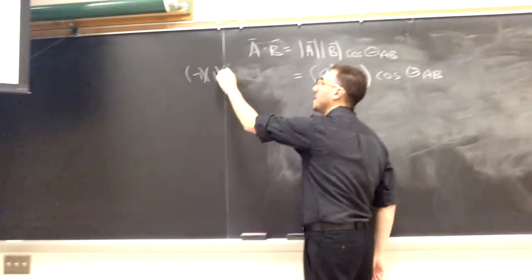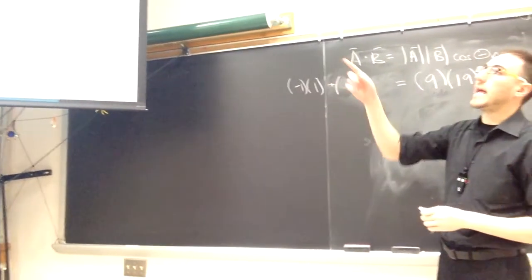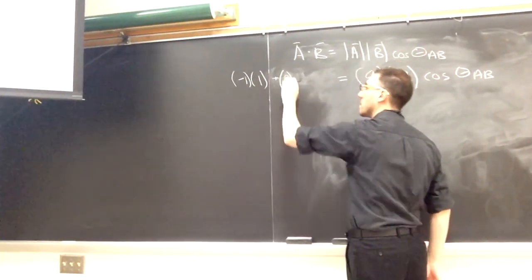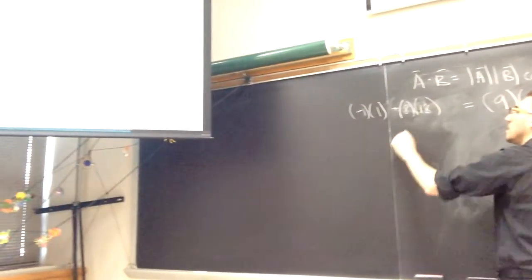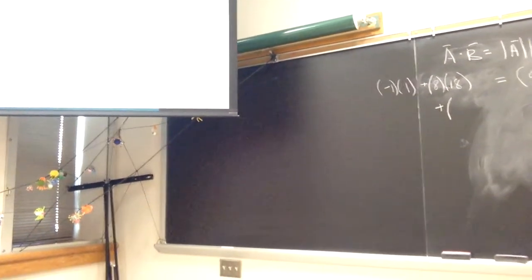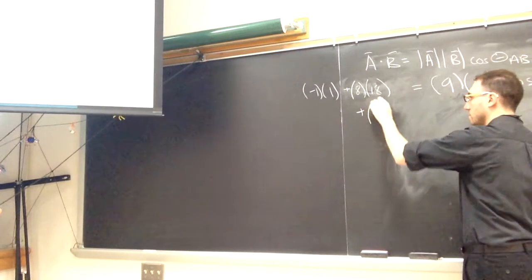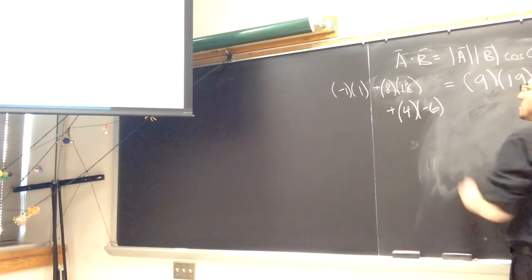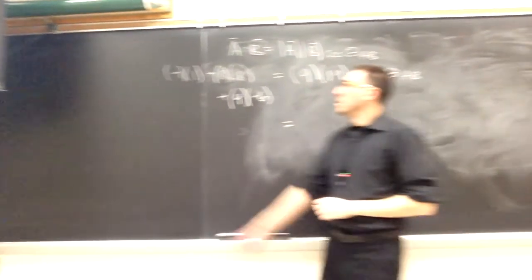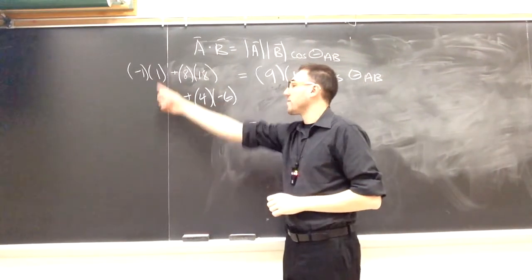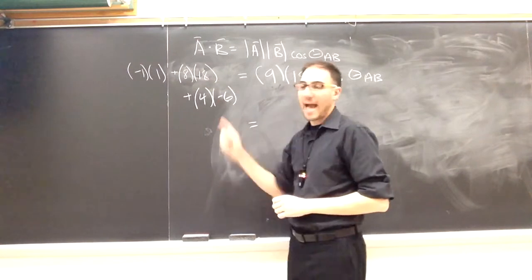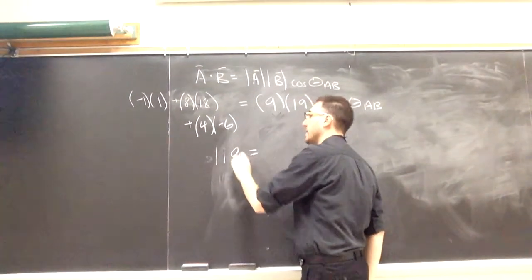We add to that 8 times 18, and we add to that 4 times negative 6. Again, a scalar, a scalar, a scalar. There's no i's, j's, or k's. I add this together, I get 119.